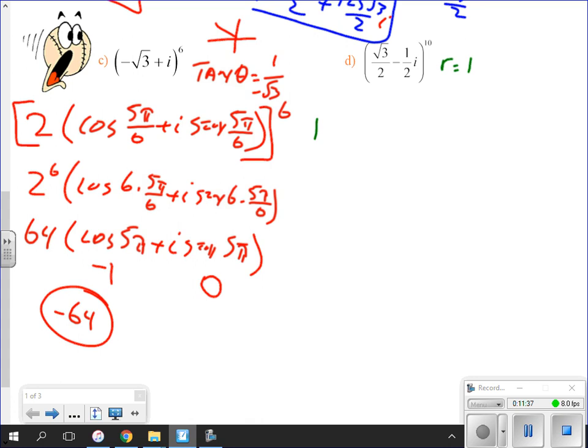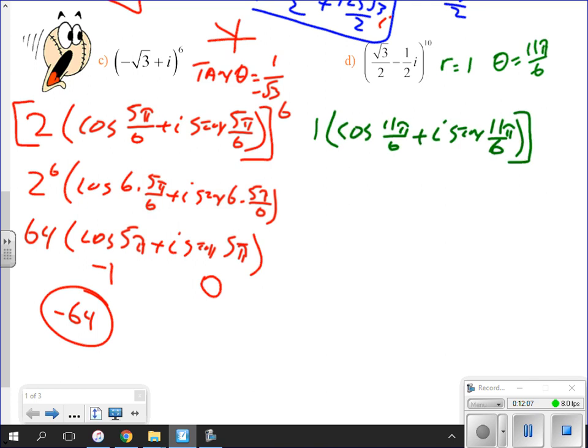Okay. And then, what's the point on the unit circle where I have -1/2 for the y and root 3 over 2 for the x? That is 11 pi over 6. So I have 1 times the cosine of 11 pi over 6 plus i sine of 11 pi over 6, all raised to the 10th power.